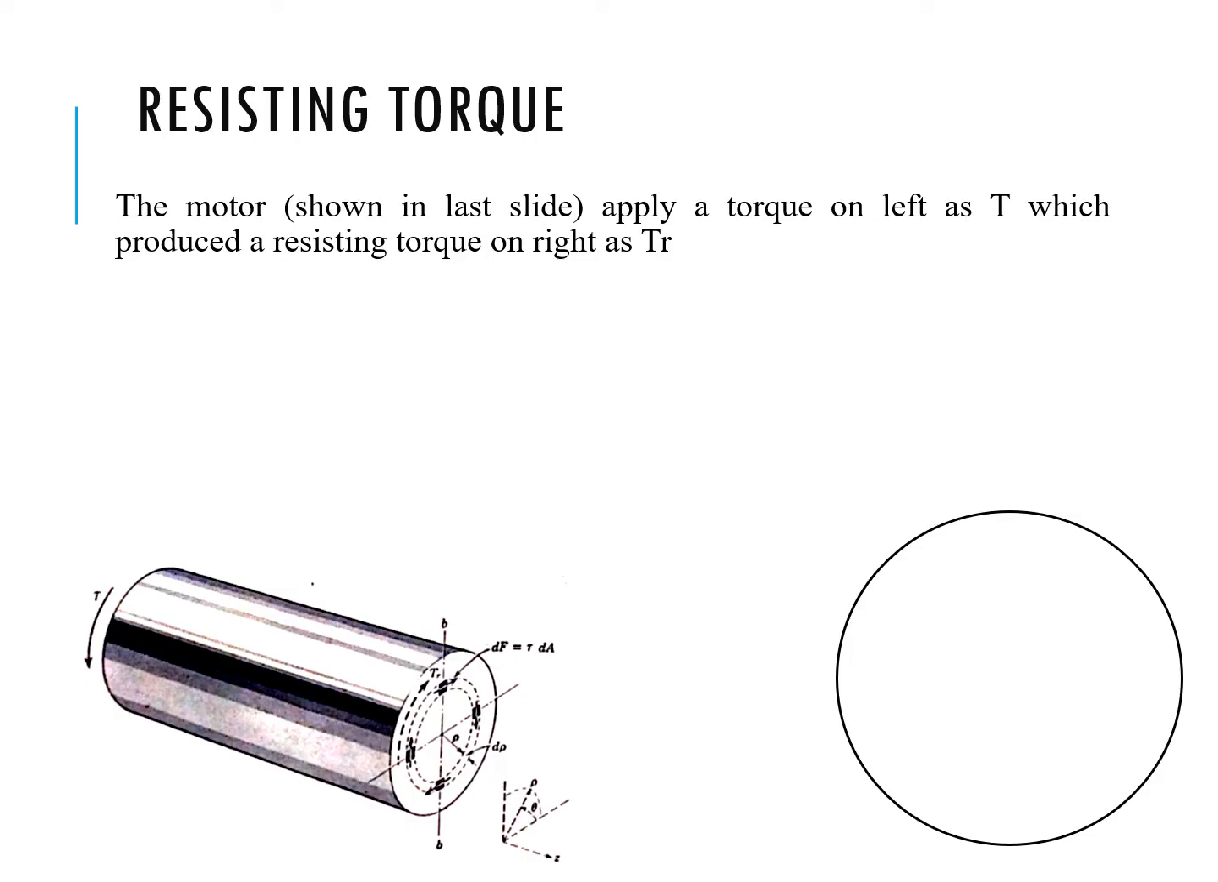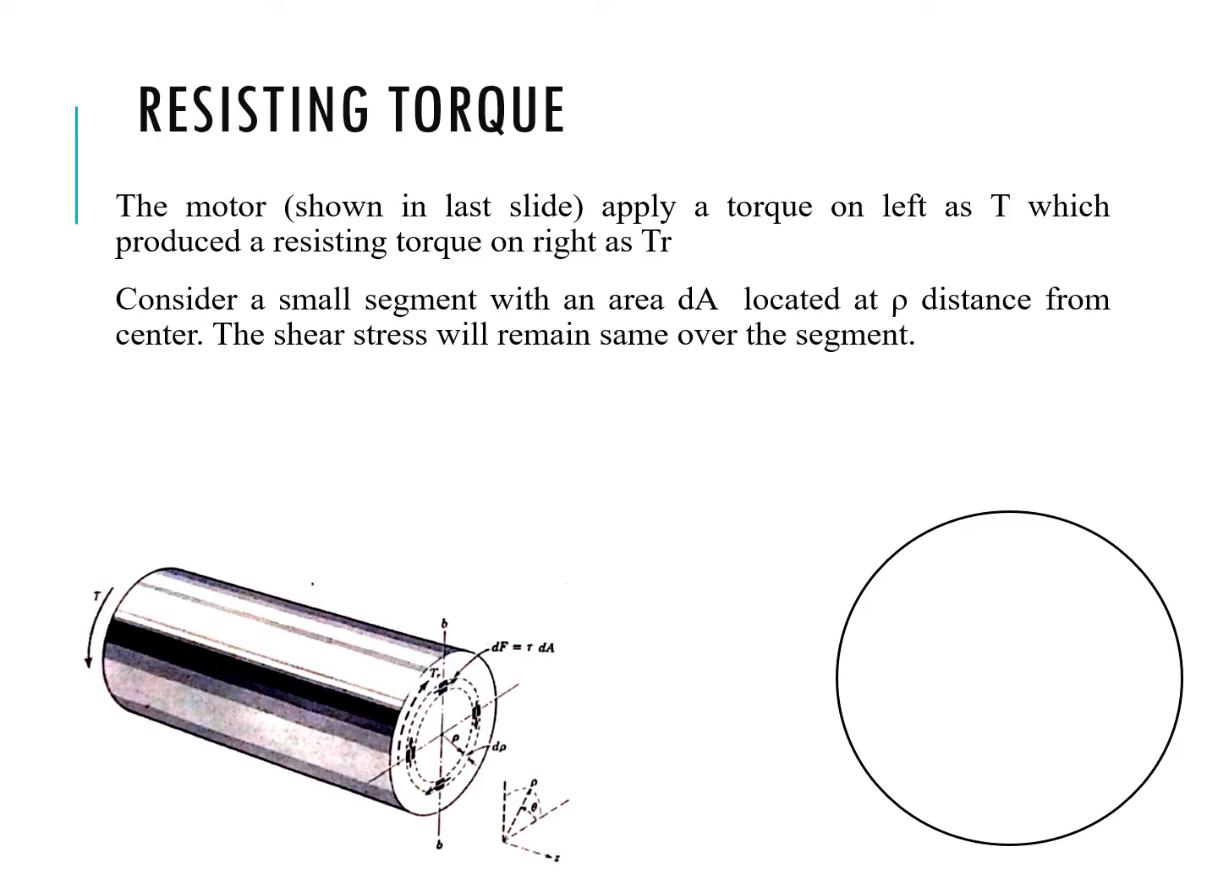The cross-sectional view is being shown in the form of a circle. Here you can consider a small area dA, which is at rho distance from the center. This area is so small that on that segment the shear stress produced in the shaft will remain the same. Basically, shear stress is varying at each and every point, but this area, although it is shown very big to you, is very small, and over that area shear stress is assumed to be constant.